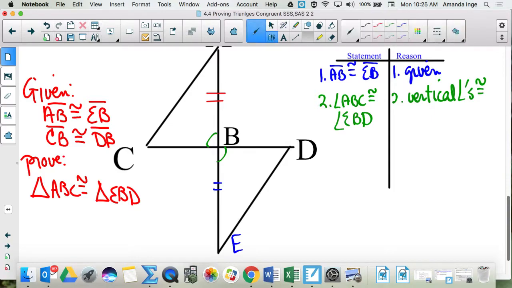So then I'm going back to CB is congruent to DB. And why is that? That's this piece is congruent to this piece. Why is it, y'all?